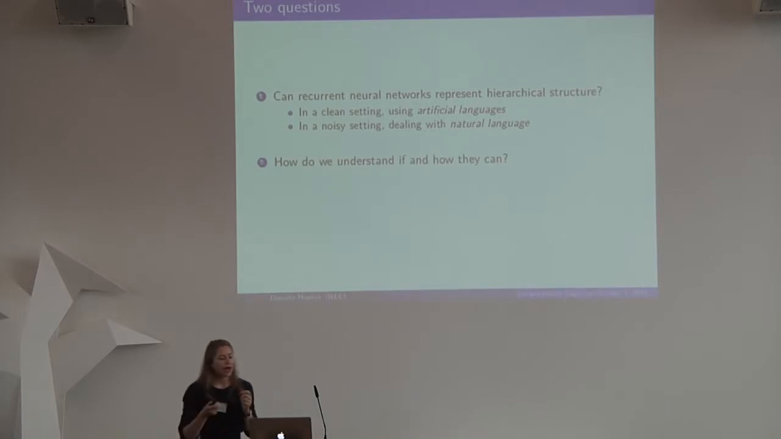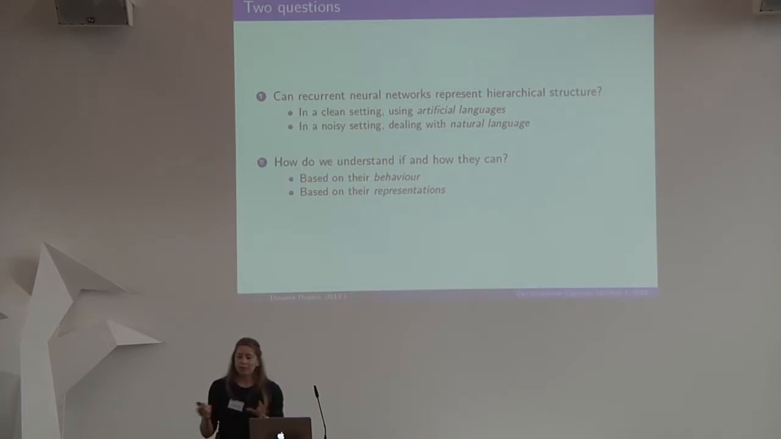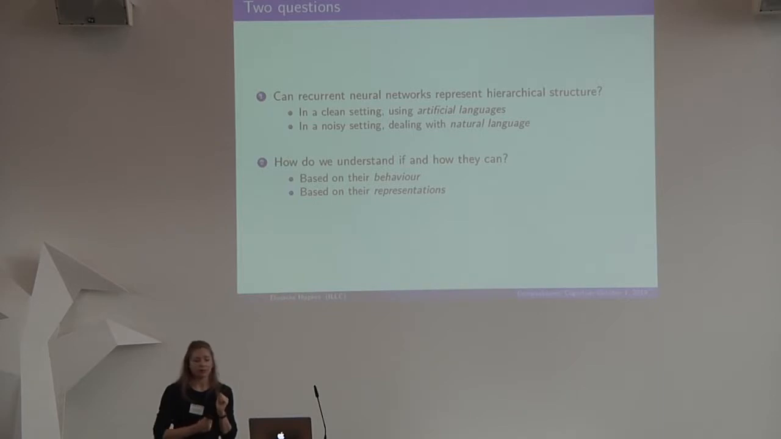The second question is, how do we understand if and how they can? As I said before, these models are sort of black box models that get an input and give you an output. And whatever they're doing inside, it's not very easy to study, actually also much like the brain. So a second question that we're asking ourselves, and these lines will go a bit in parallel through my talk, is how do we understand if they can? In particular, I will look at some studies that are based on their behavior, so if I give them a certain input, what kind of output are they giving? And some that really look inside and look at their representations.